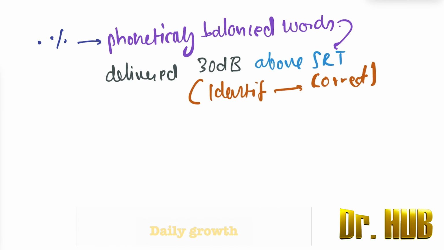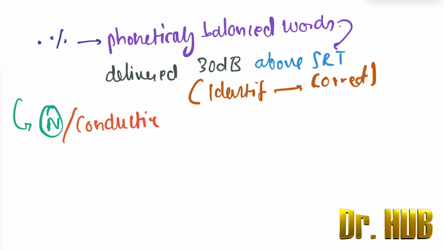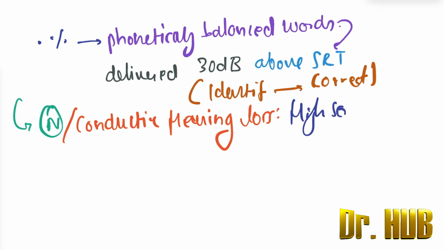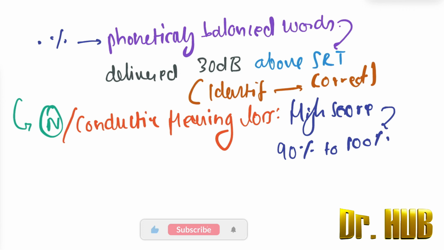In normal persons, and those with conductive hearing loss, there is a high score. A score of 90 to 100% can be obtained.